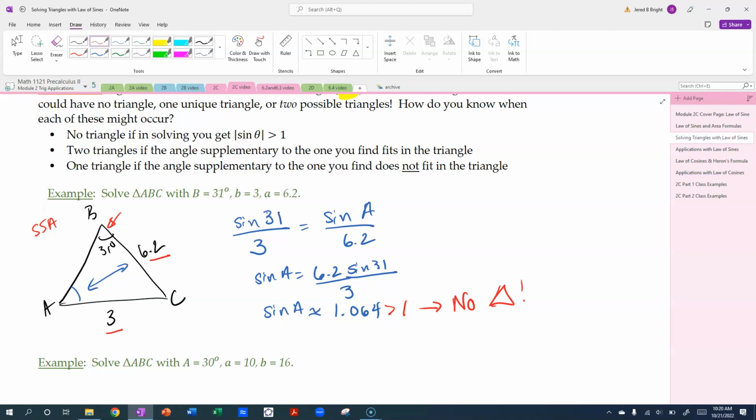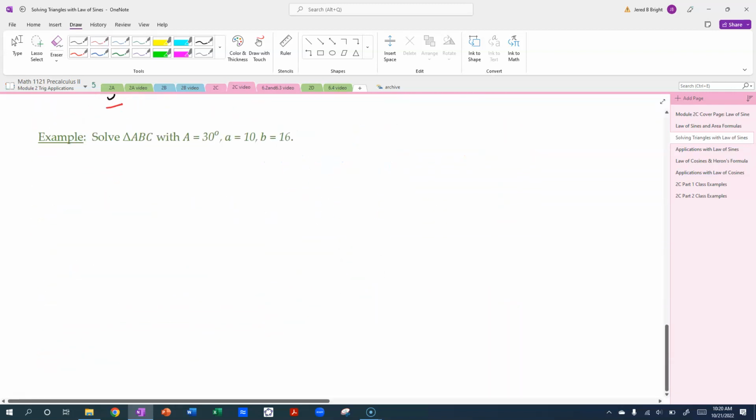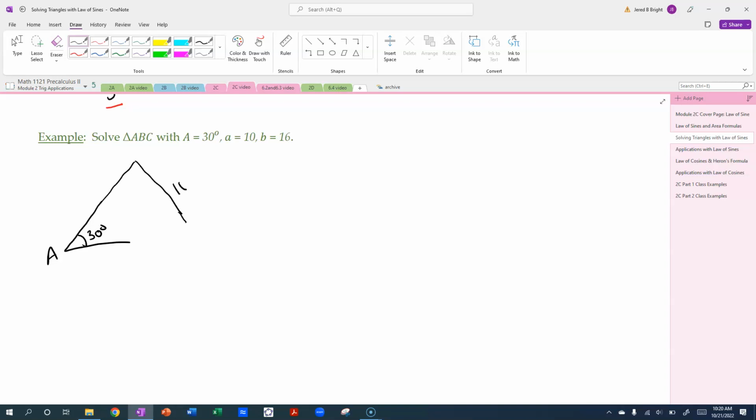Second example, okay, so we have an angle of 30 degrees in the triangle, so I'm going to draw that right now. So this is A, this is 30 degrees, and then its corresponding side is 10, and then this would be maybe side B, and this is 16, and so then we have to go through and complete it. Again, we're given two sides and a non-included angle. So we're still in that side-side-angle criteria.